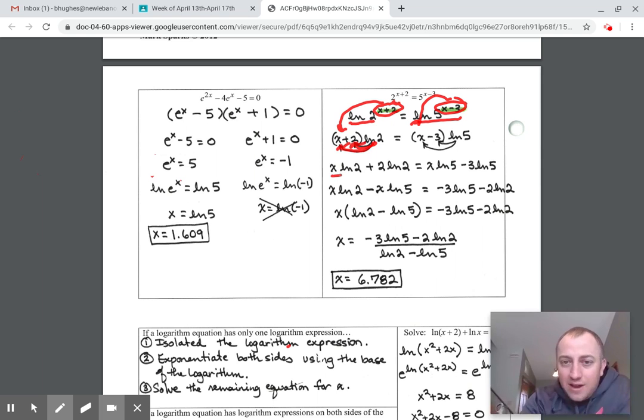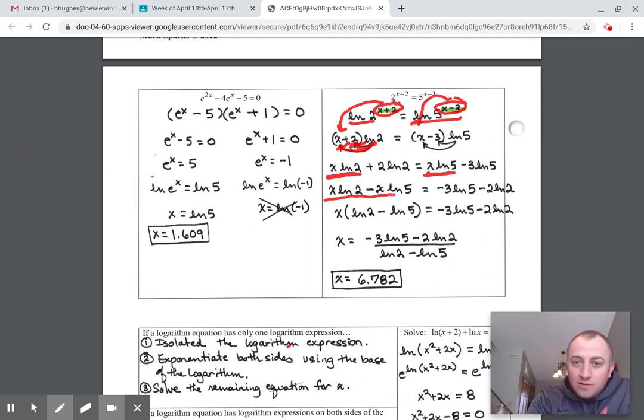So I have x natural log of 2. All right, there's one term that has an x. Plus 2 natural log of 2. That does not have an x. On the right-hand side, distributing natural log of 5, I would end up with x natural log of 5 minus 3 natural log of 5. So I got 2 terms there that have an x in it. Even though they're on both sides of the equation, I really need them to be by themselves on one side of the equation. So what they did is they subtracted x natural log of 5 from both sides.